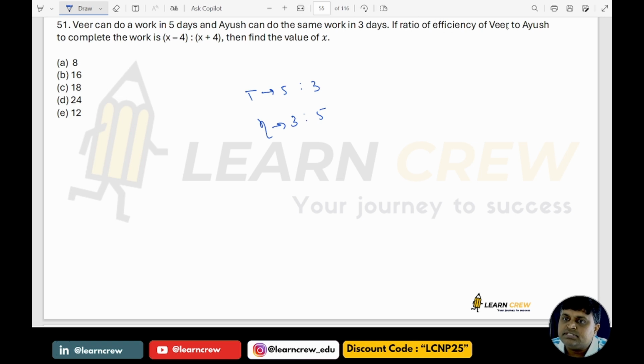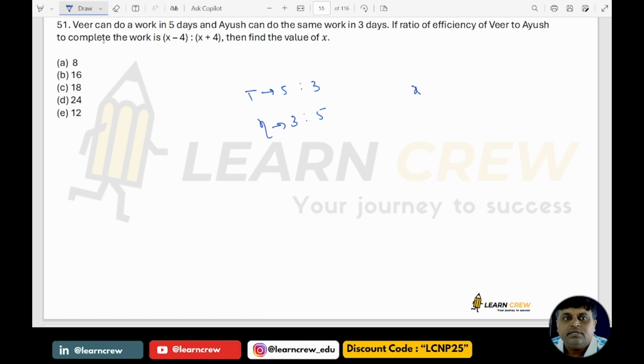The ratio of efficiency of Veer to Ayush to complete a work is x minus 4 is to x plus 4. Then find the value of x. So what you can say here, x minus 4 is to x plus 4.